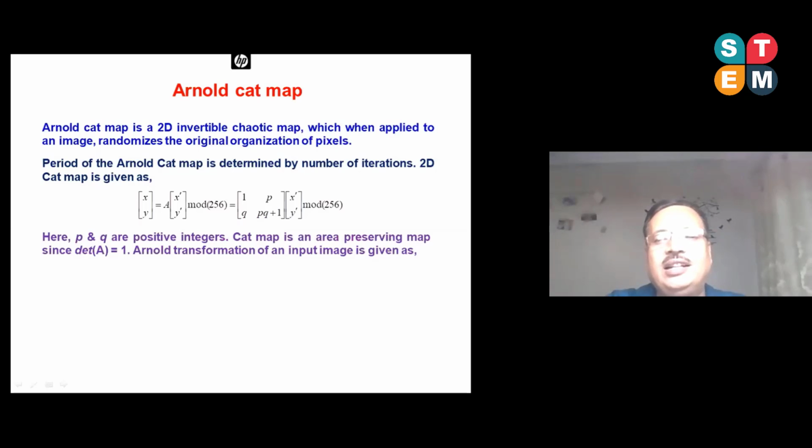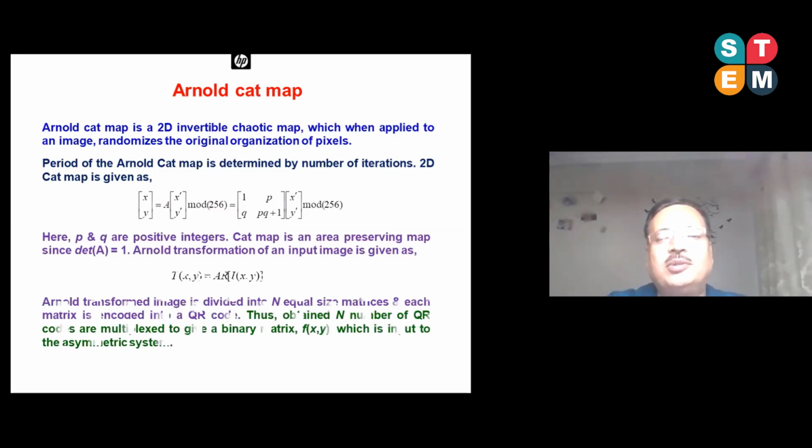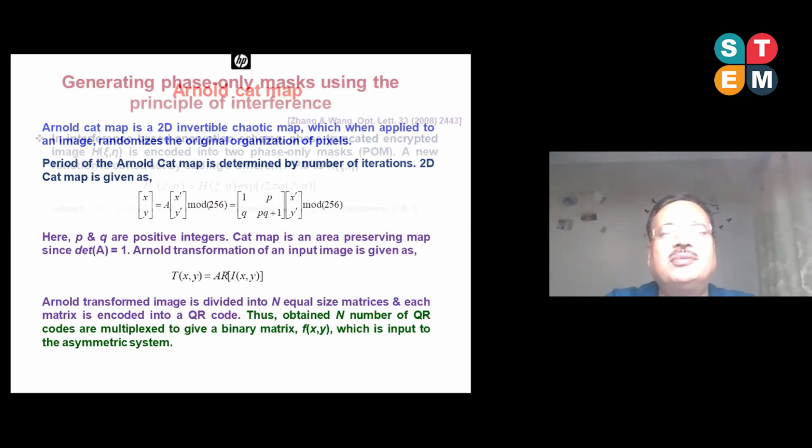The map is an area-preserving map, since the determinant of A is 1. And the Arnold transformation of an image is given by this T(x,y), which is A times I(x,y). So the Arnold transformed image is divided into n equal-size matrices, and each matrix is encoded into a QR code. Thus, we obtain n number of QR codes. This will be clear from this scheme.